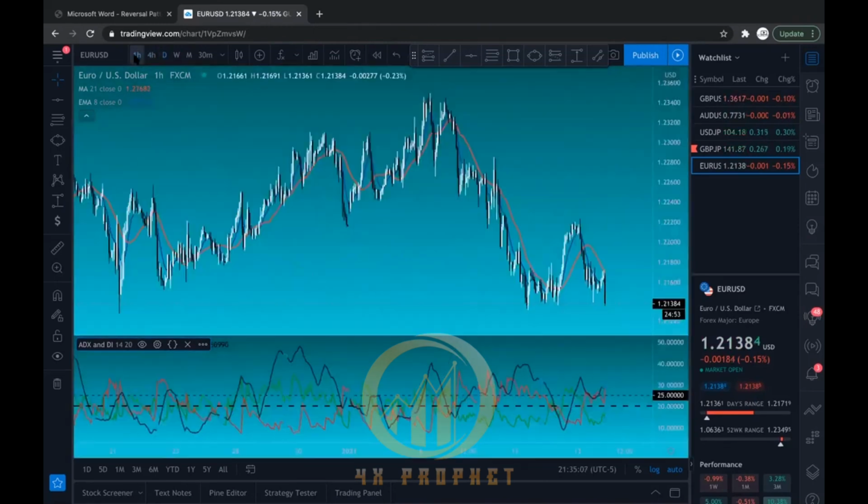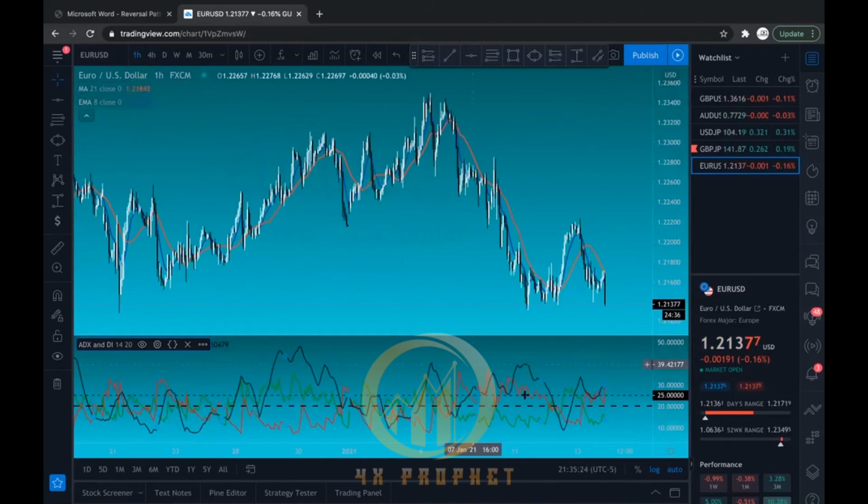Now, like I said, you never base your entries off of one indicator. You never base it off of one indicator, right? And what we want to do is get used to not using so many indicators. But that's where the confluence comes in, so we can confirm where our trade is.